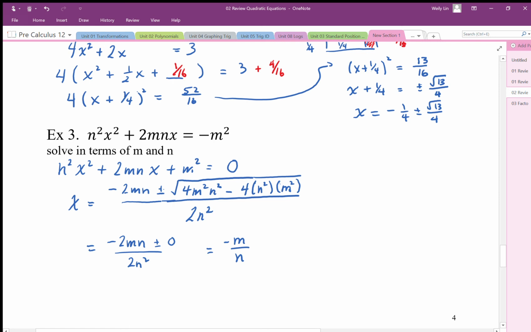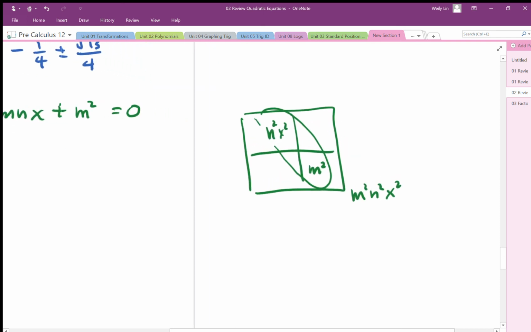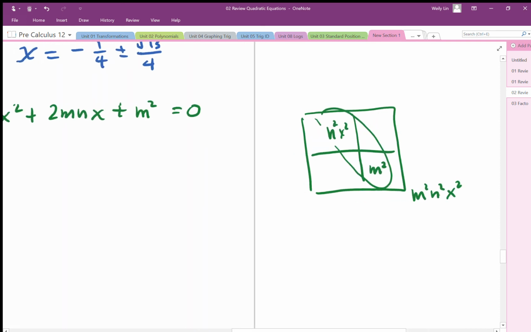That means that must have been a bounce. Well, if it's a bounce, then it must have also been a perfect square factor. So I think I can actually factor this. So I get n squared x squared plus 2mnx plus m squared equals 0. Well, this can be factored, right? I can show it can be factored because I know n squared x squared and m squared, and I know the cross diagonal is m squared n squared x squared. I know that this diagonal must multiply to the same thing and add to 2mnx, so that's got to be mnx times mnx.